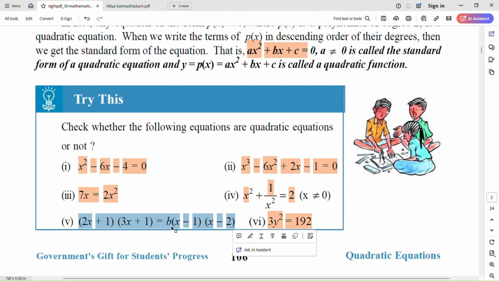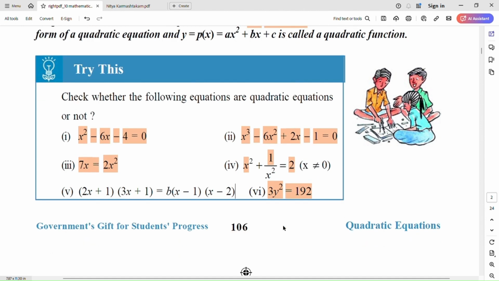If b is a constant term, then this is a quadratic equation. You have an x square term, it is not 0, but it will be a quadratic equation only if b is not equal to 6. If b is 6, what happens? You have 6x square on this side, the LHS, and if b is 6, you have 6x square on the RHS also. Both get cancelled. Then it is not a quadratic equation, right? So this is a quadratic equation if and only if b is not equal to 6. That is the condition. This is a quadratic equation. There is no y power 1 term, but it's a quadratic equation. 3y square minus 192 equal to 0 is a quadratic equation.